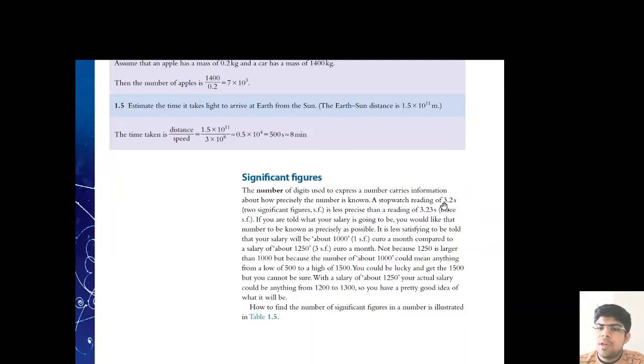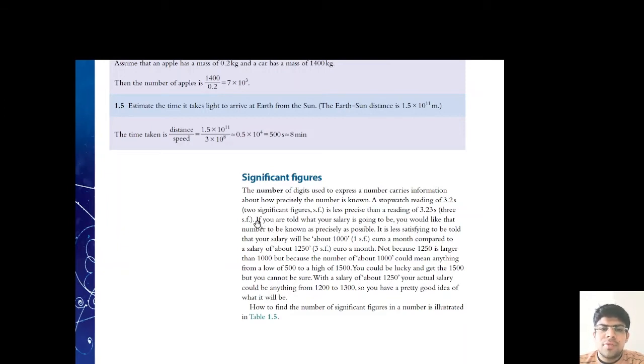If it would be 3.200, with two zeros after 3.2, then also it would have two significant figures here, because the zeros at the end and in the starting do not count. If it would be 003.2, then also it will be two significant figures.